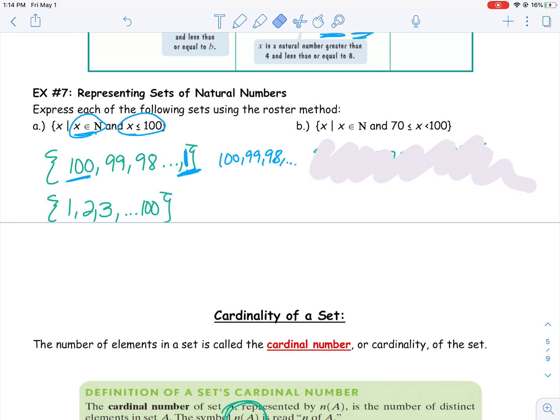Either one of these answers would be acceptable for roster method in this example, making sure that you start at 1 and you end at 100, including all of the numbers in between, but nothing outside of that group.